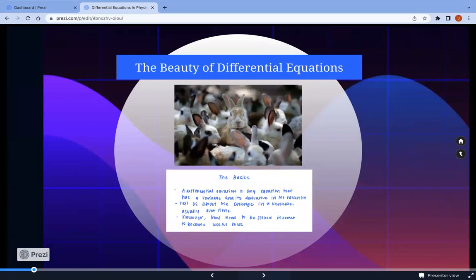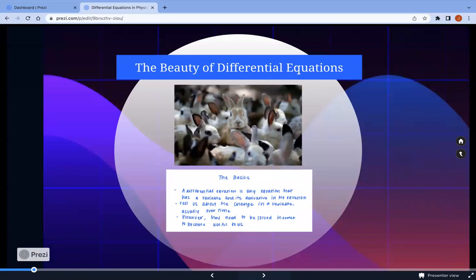The Verhulst equation describes logistic growth in populations. Partial differential equations contain partial derivatives of multiple variables. And ordinary differential equations, our equation of choice, can describe everything from particle motion to simple harmonic motion. A differential equation is any equation that has a variable and its derivative, and tells us about the change in a variable, usually over time.